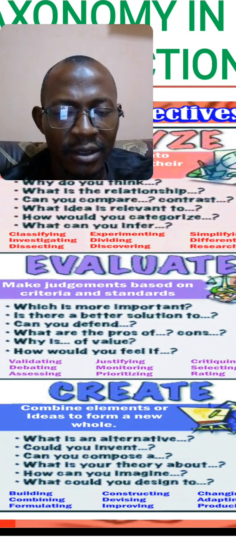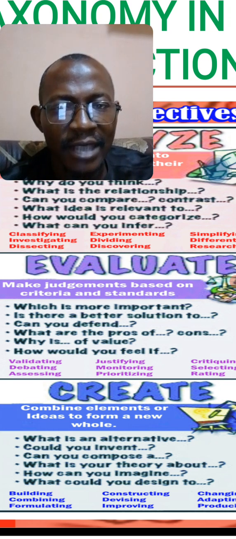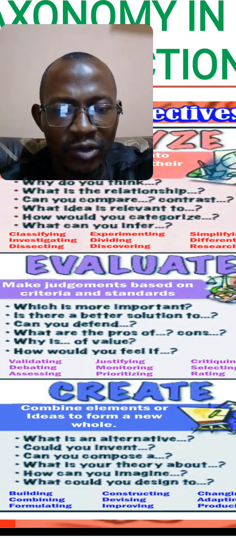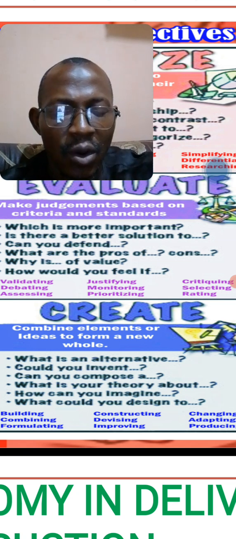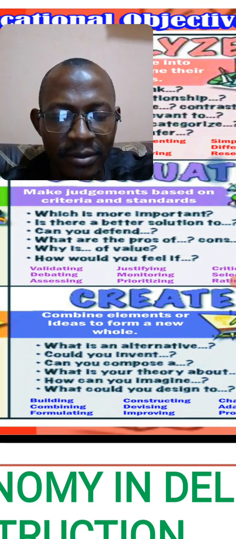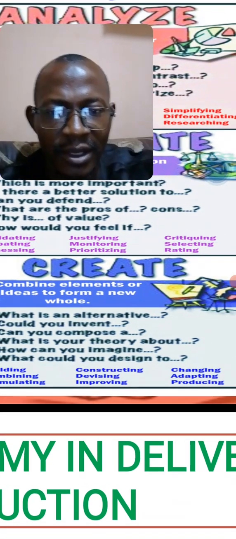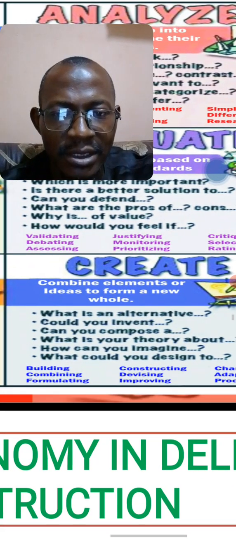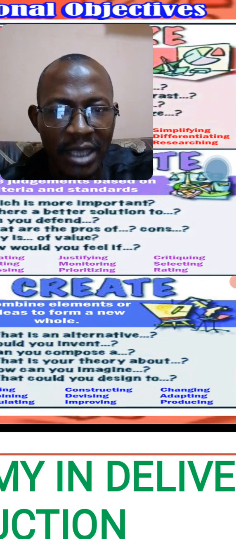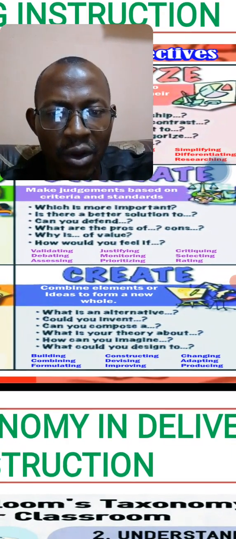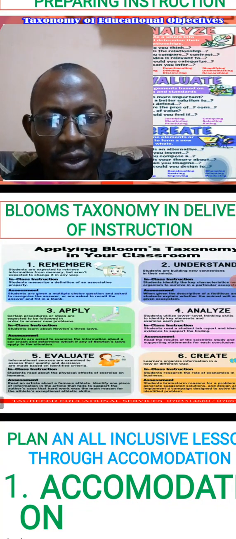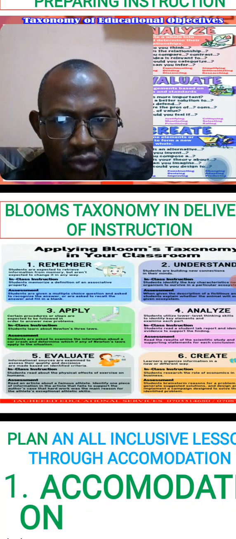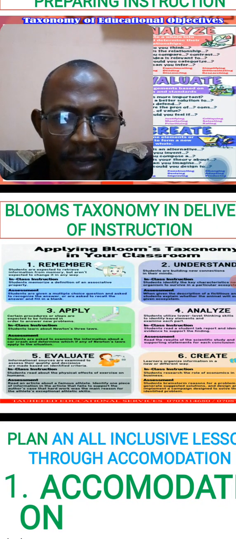You can see the kind of questions and the kind of activities and the meaning of evaluation, or what evaluation entails. There you can see what create means. Under the objective of create, you can see the kind of questions and activities involved. So you can see how to apply Bloom's taxonomy in your classroom.